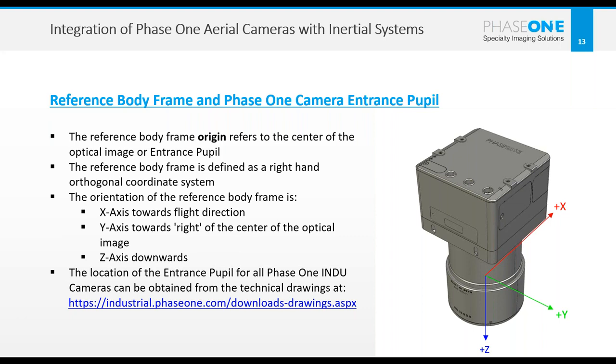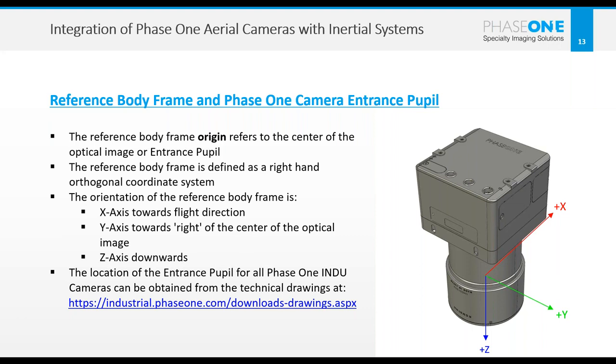The Y-axis will be pointing to the right of the center of the optical image, and the Z-axis will be pointing downwards. When I'm talking about downwards and right, you can see the image on the right of the presentation. It's the way we map. It's not the way someone would take pictures. It's aerial photography. So downwards is the Z angle in the positive direction, and X is the flight direction.